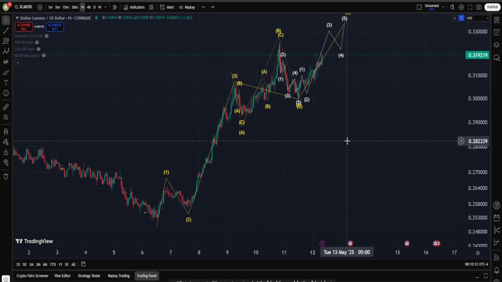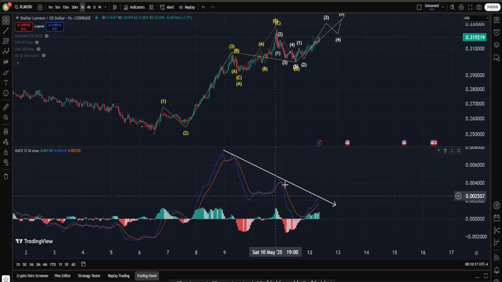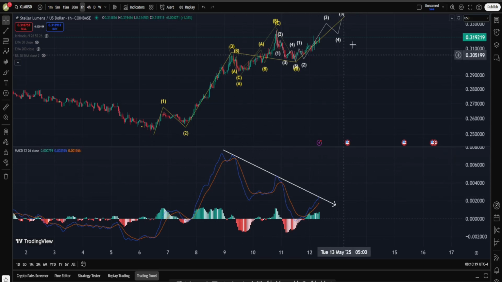Now, if you want to know which scenario is going to happen, all eyes from my point of view should be on this important bearish divergence. And if we break it, you can count on this more bullish possibility to play out.